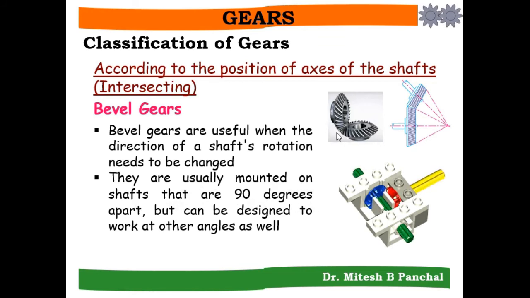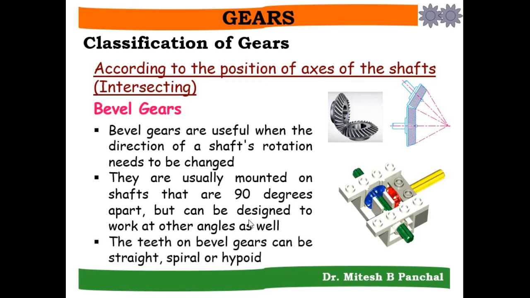This particular figure shows that the axes of two bevel gears are at 90 degrees, but they can be designed to work at other angles also. So the second figure is having the angle between the two axes of the bevel gear which is less than 90. So that is also possible. The teeth on bevel gears can be straight, spiral and high power. We have already discussed that bevel gears have different types of gear tooth form, that is straight, spiral and high power.